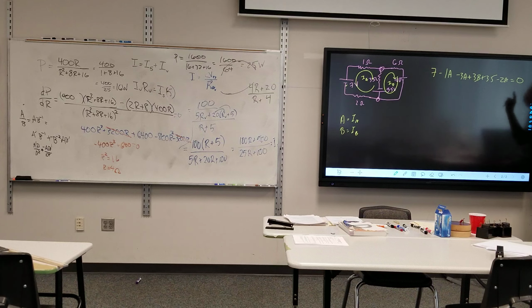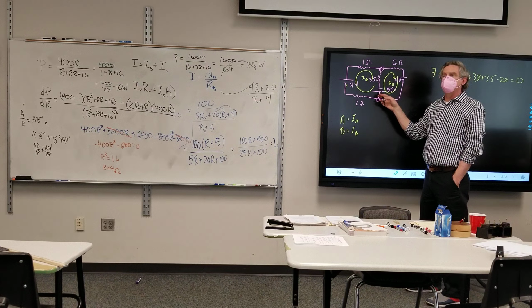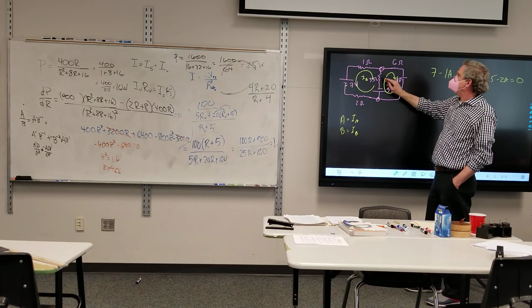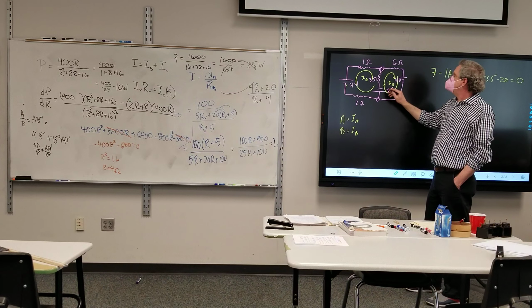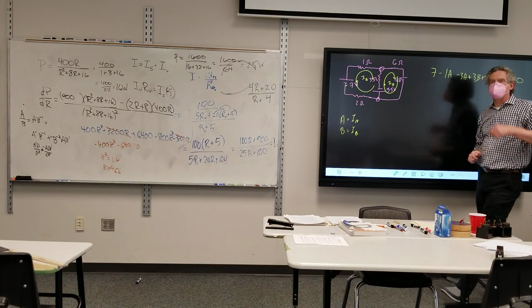Questions about this? Where did the 3B come from? In mesh analysis, I have two currents going up and down the middle here. At this point, A is going down and B is going up. Oh, because both loops go through that same portion, okay.